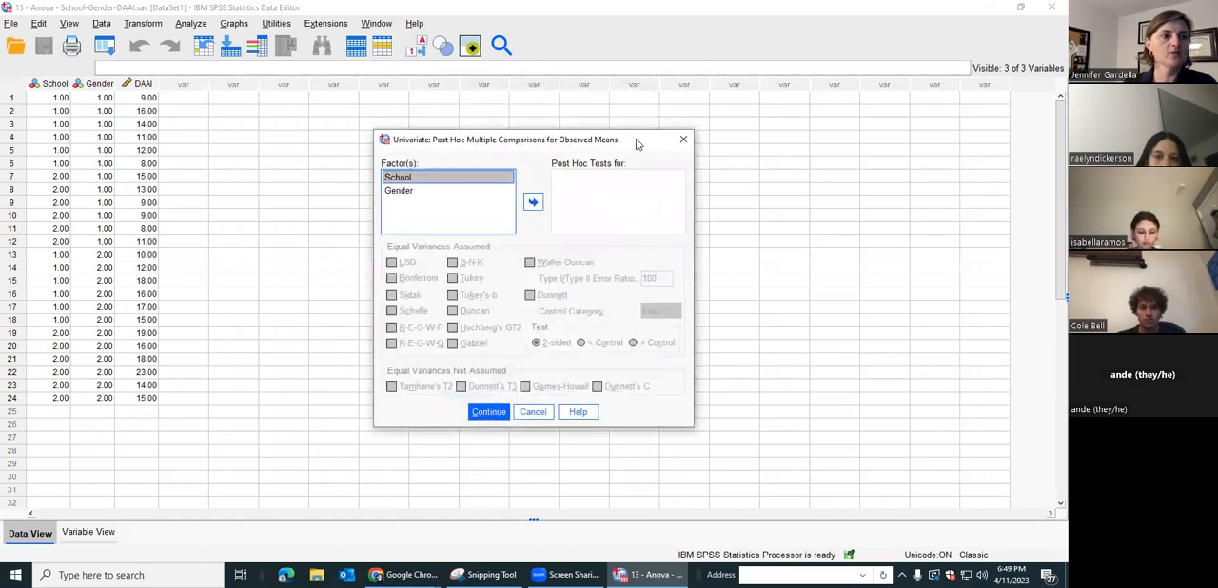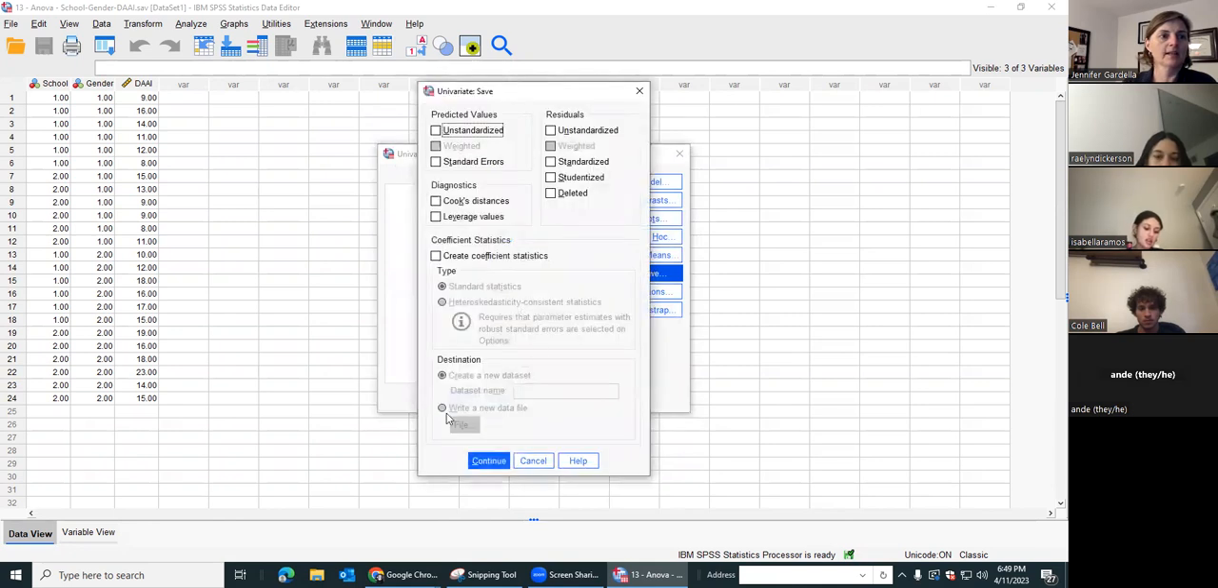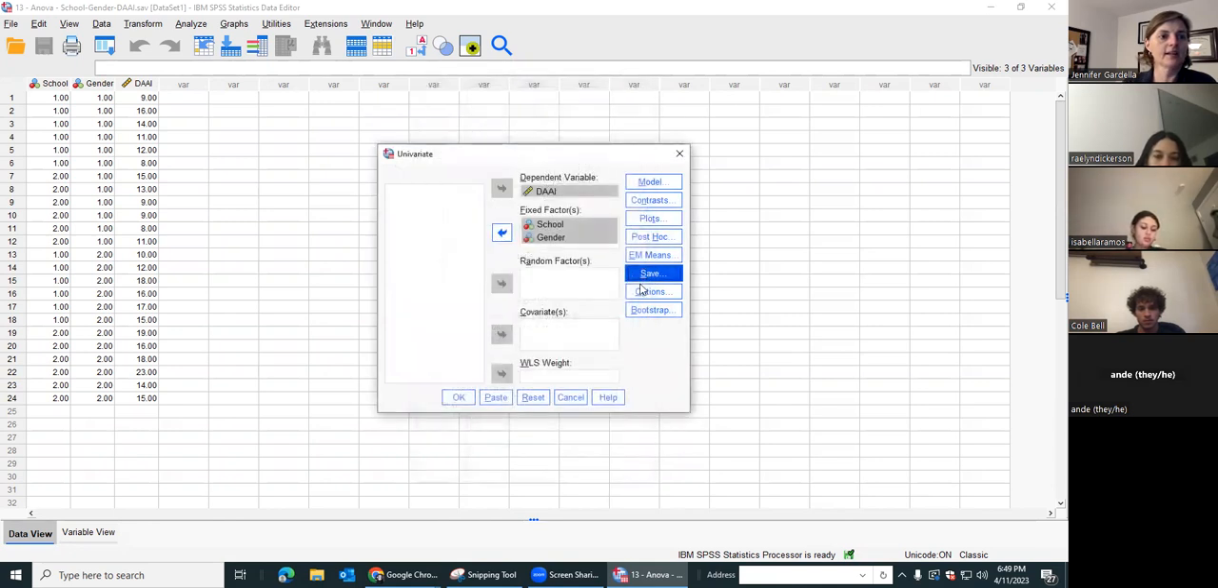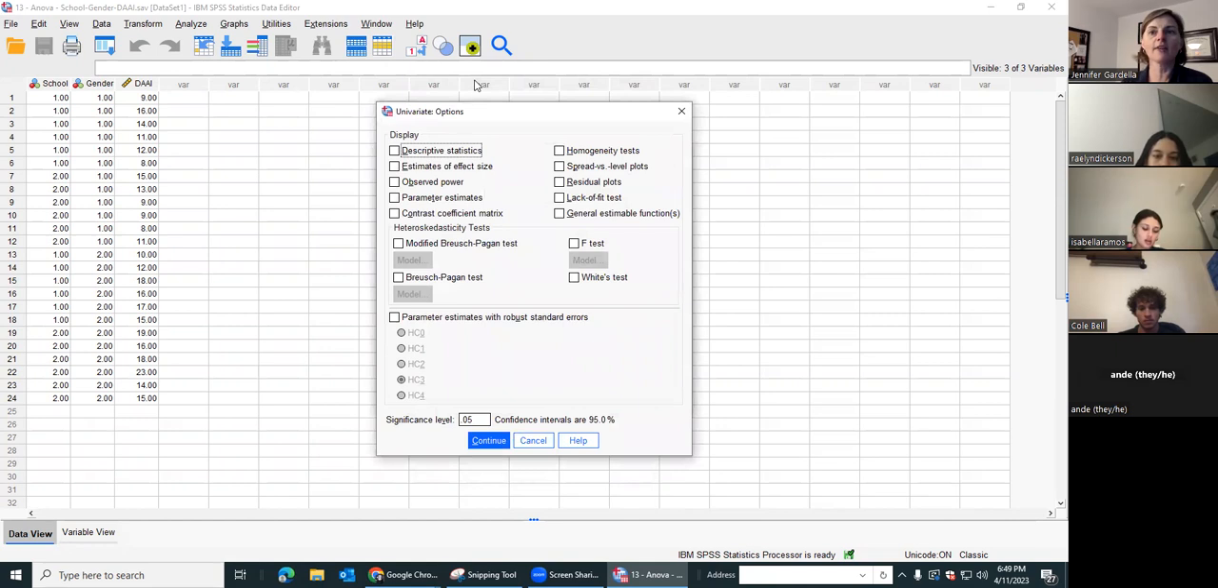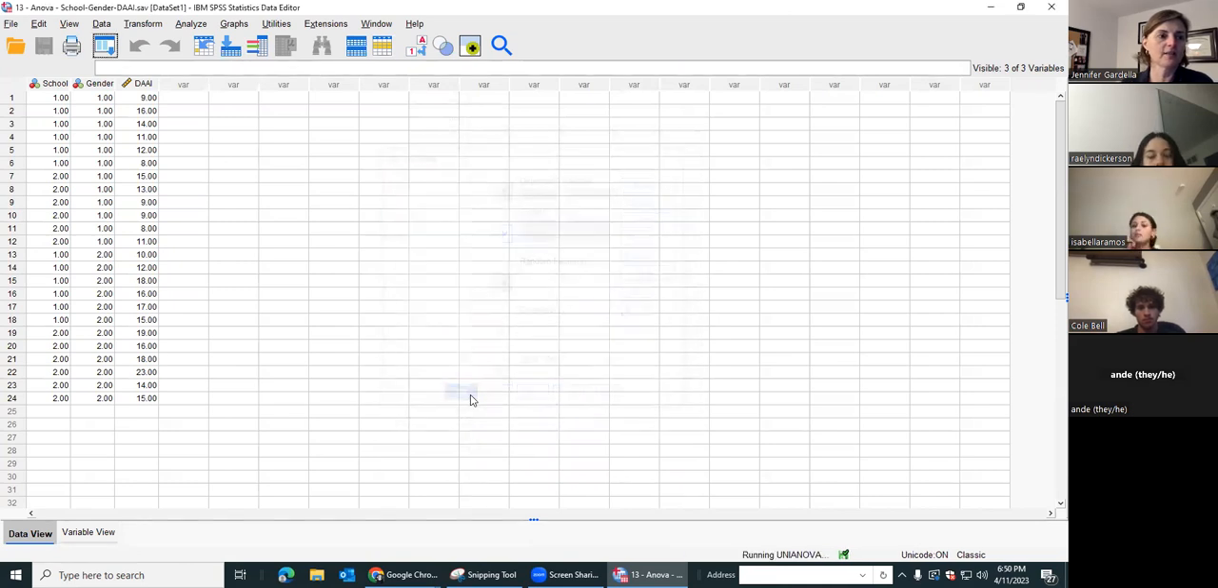Post hoc tests, we're not going to do because we only have 2 groups. We're not going to save anything. Options, we love options. Get your descriptive statistics, your estimates, your homogeneity tests. Do not do this one. I know you may be tempted. Do not click this F test. That is not what you think it is. Click OK. Bootstrap we do not need, and we hit OK.